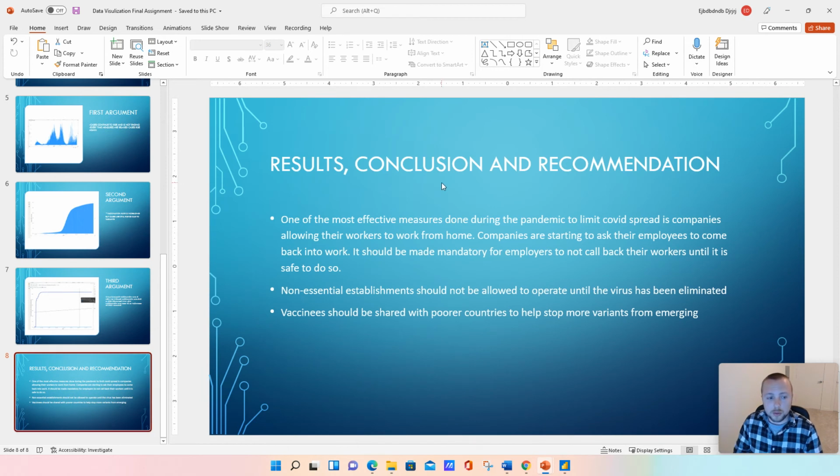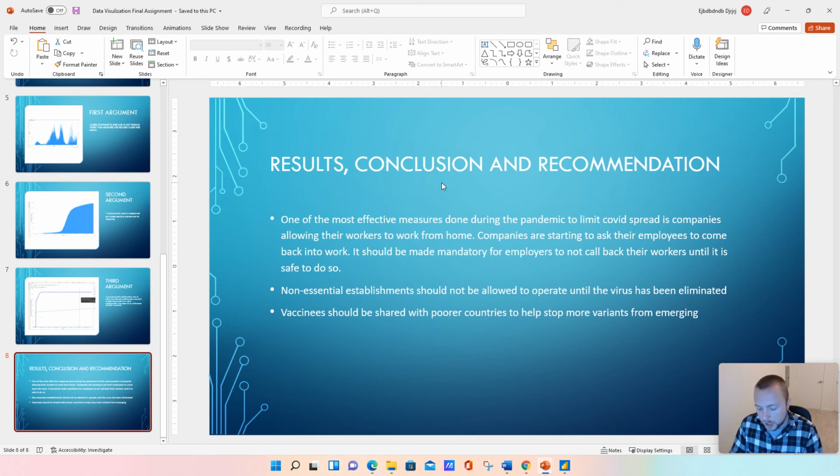So, based on these three arguments, my result, conclusion, and recommendation is that we need to increase measures. Some of those measures could be things that are happening right now, such as with companies. One of the biggest things that has stopped the spread of COVID-19 is companies allowing their workers to work from home. And as we continue with this pandemic, companies are starting to ask their employees to come back. And if employees start coming back, the virus is going to spread very, very rapidly.